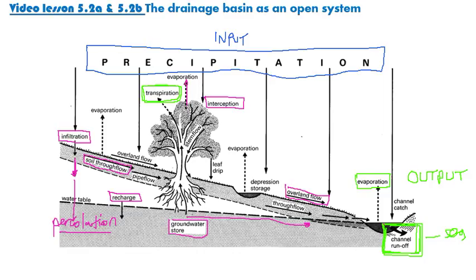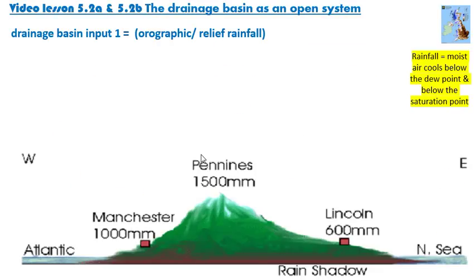Right, folks, so the only input really we're concerned with is precipitation, and there are 3 different types. So give it a subheading, inputs. Orographic or relief rainfall is the first type. Relief just means the height and shape of the land. So it's something about the land that causes rainfall.